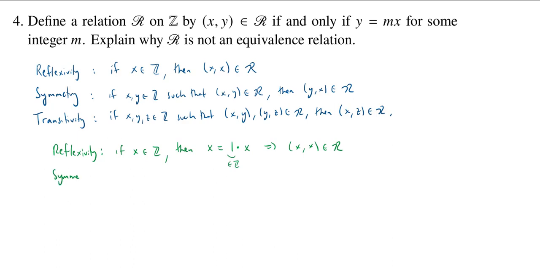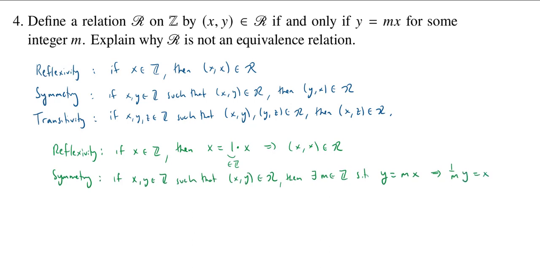Okay, let's try symmetry. Now we get to assume that we have two integers, x and y, such that (x, y) is in R. What does that mean? Well, that means there exists some integer m such that y is equal to m times x. Now, our goal would be to show that (y, x) is in R, which would mean we'd have to be able to write x as some integer times y. Well, we have y equals mx, so you just divide by m, and so (1 over m) times y is equal to x. And this is what Clever Carl thinks: this implies that (y, x) is in R.